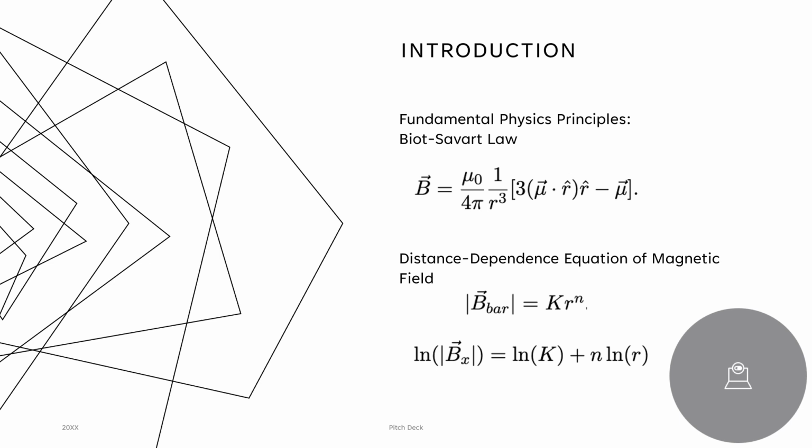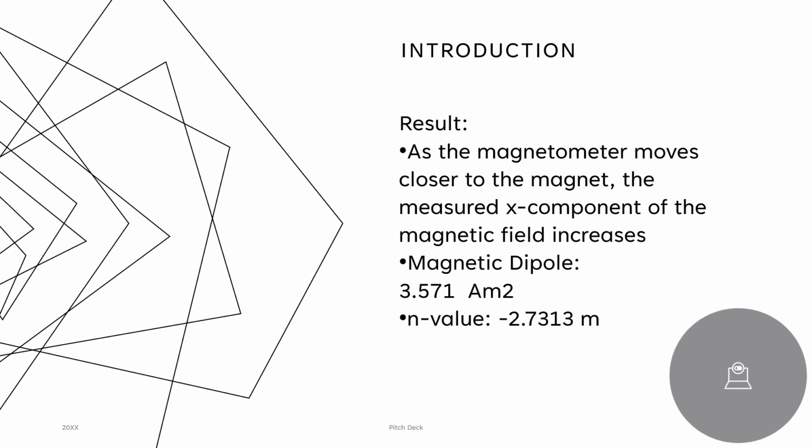The main physics principles used in this lab were the formula for magnetic field derived by the Biot-Savart law and the distance dependence equation of a magnetic field, shown below. In this lab, I found that as the magnetometer moves closer to the magnet, the measured x component of the magnetic field increases. The magnetic dipole of the bar magnet was determined to be 3.571 ampere meters squared, and the n value was determined to be negative 2.7313.